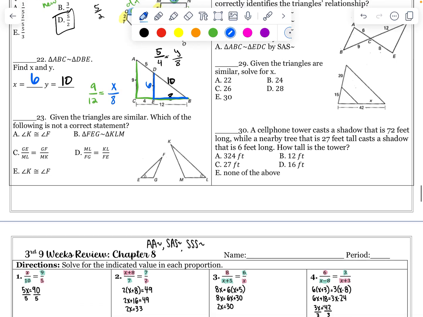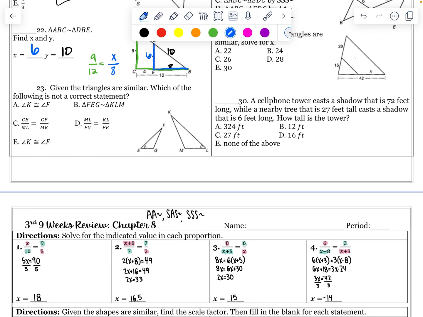Given the triangles are similar, which of the following is not a correct statement? All right, KF to KF, those go together. We're good. Then GE and ML, blank to 2, blank to 2. We're good. GF, blank to 1, and MK, blank to 1. Yep, that works. All right, keep going.